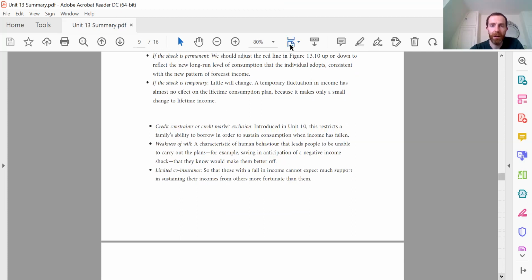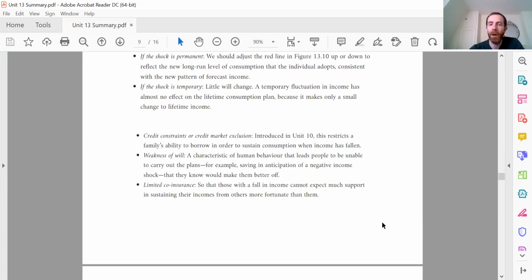Now we've got three things here which indicate why consumption smoothing might not be possible for all households. And we're going to look at why this might be the case, again using some diagrams in a second. So the first is, what if the household is credit constrained or credit market excluded? Credit constrained means their ability to borrow is quite limited, maybe they can't borrow that much or their borrowing will be at very high interest rates. Credit market excluded means they just can't borrow at all, right? Maybe they don't have any collateral to back up the loan.